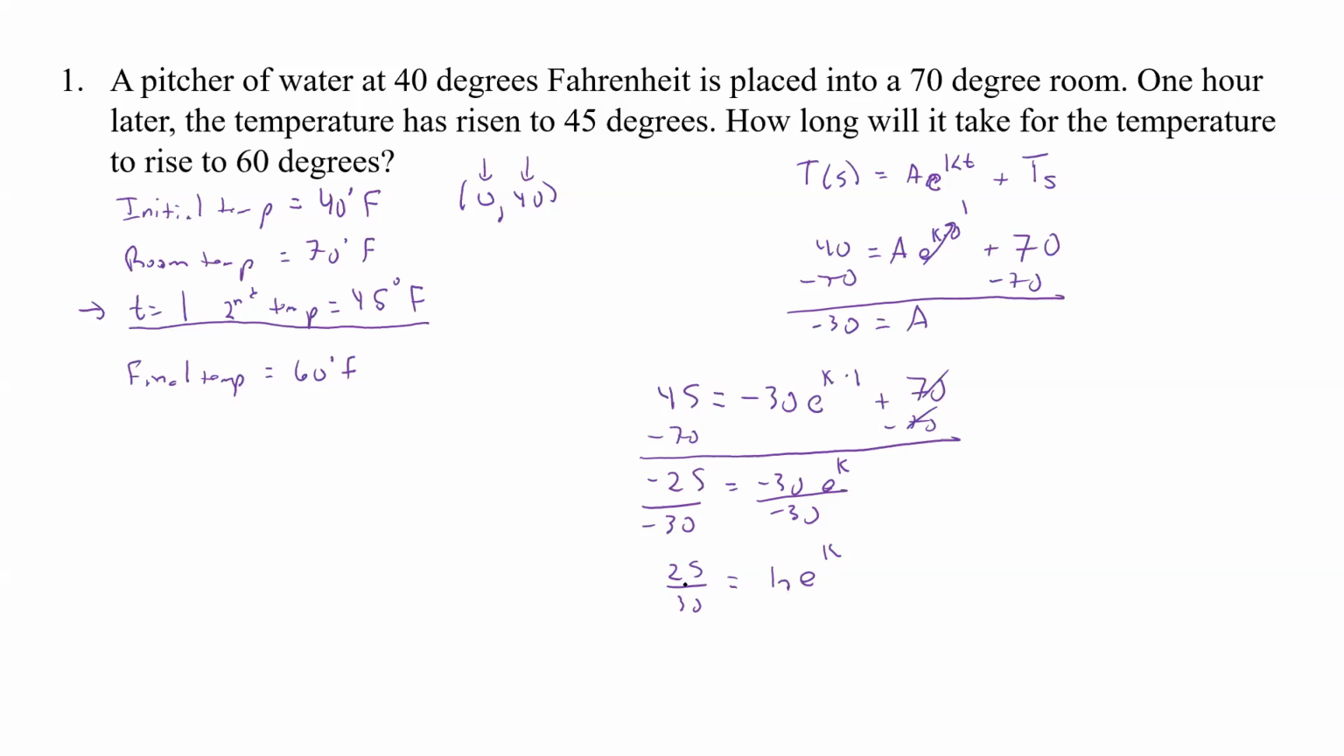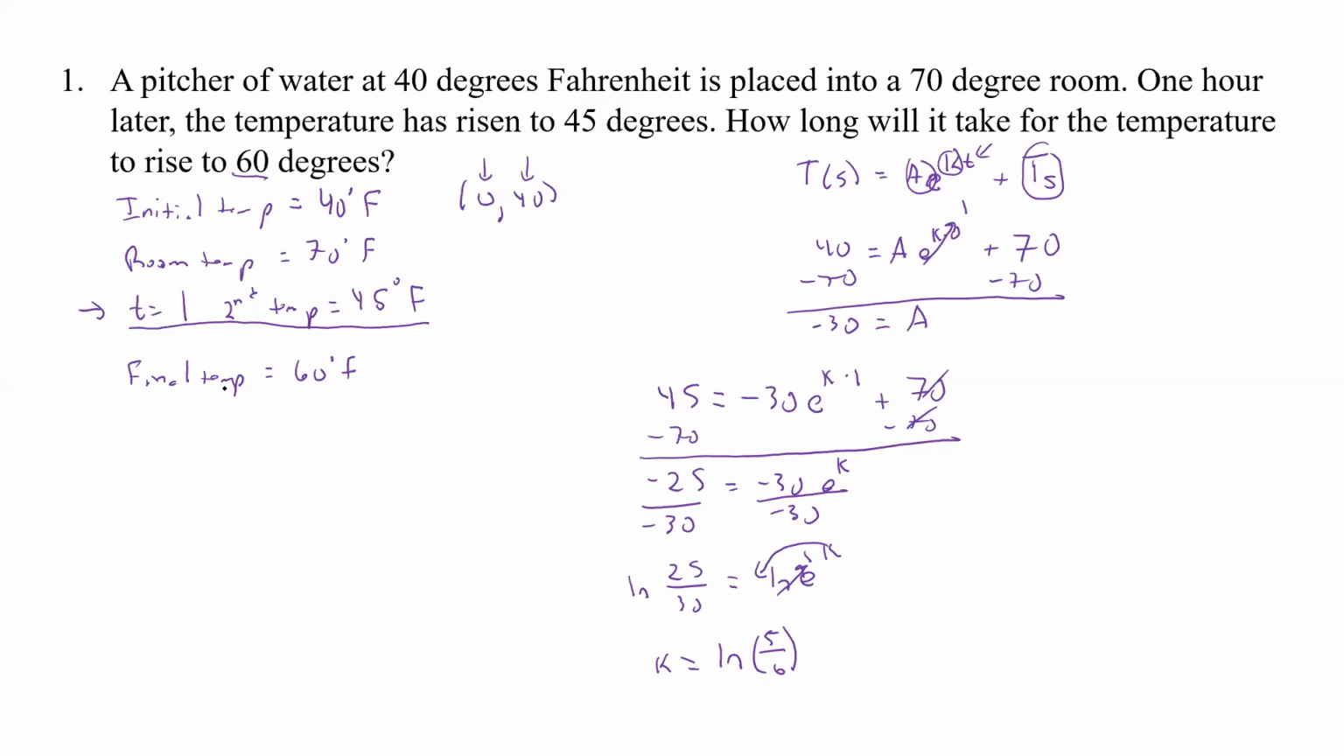Well, we take the ln, and so we'll take the ln here. That comes down. Well, ln of e is just 1, so we get k is equal to ln of 5 over 6. So that's going to be what our k is. So now we have an A, we have a k, and now what we can do is solve for that t, our final temperature that they want us to look at.